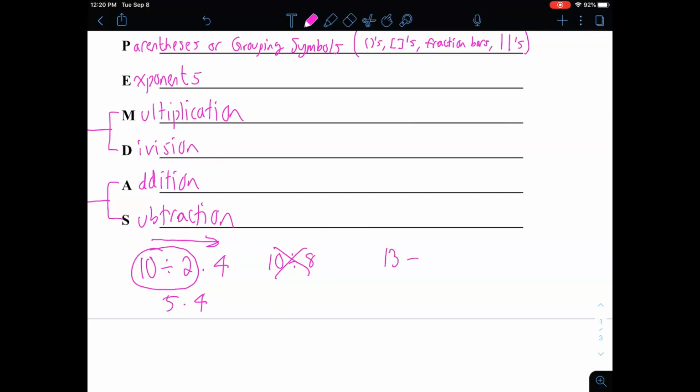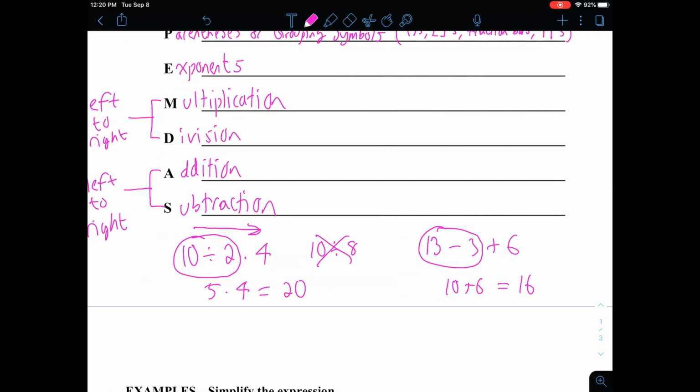Same thing with addition and subtraction. If we have 13 minus 3 plus 6, you're not going to do the addition first. You're going to do 13 minus 3, because you've got to scan left to right, which is 10, plus 6, which equals 16. Okay?